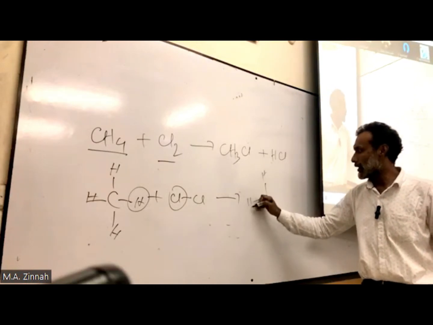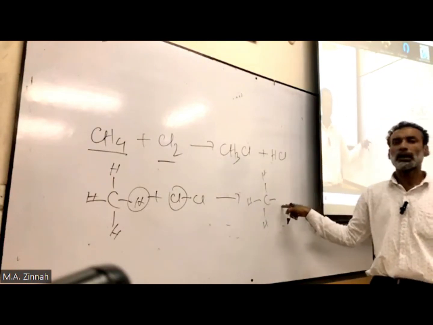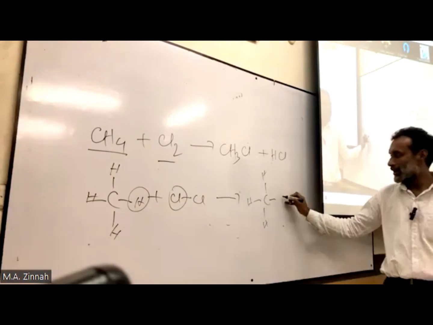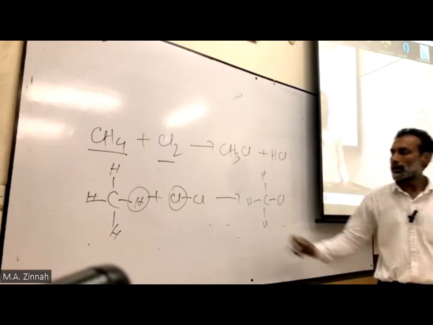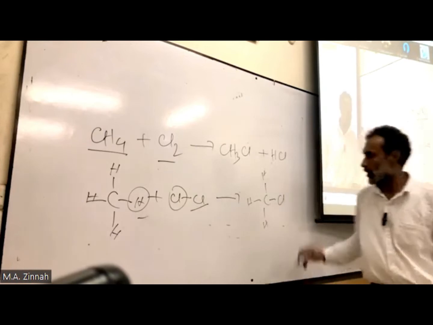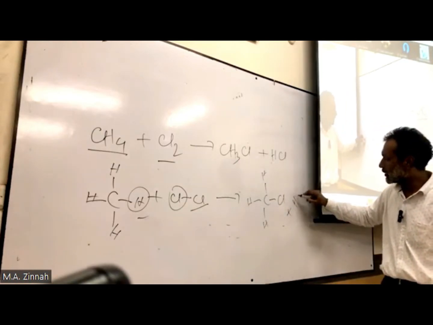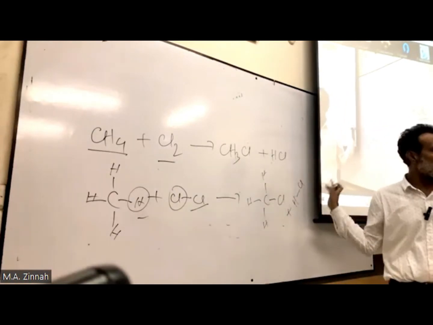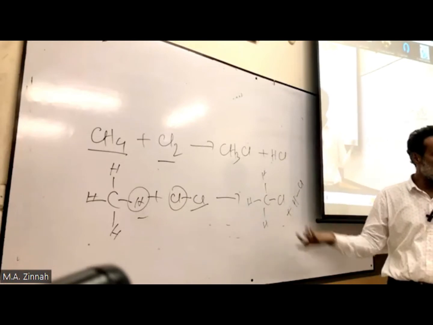H, H, H, and one H is not there. Here is chlorine, and one chlorine is left and this hydrogen is gone. These two together will form hydrogen chloride. This is the equation. Easy? Isn't this easy?